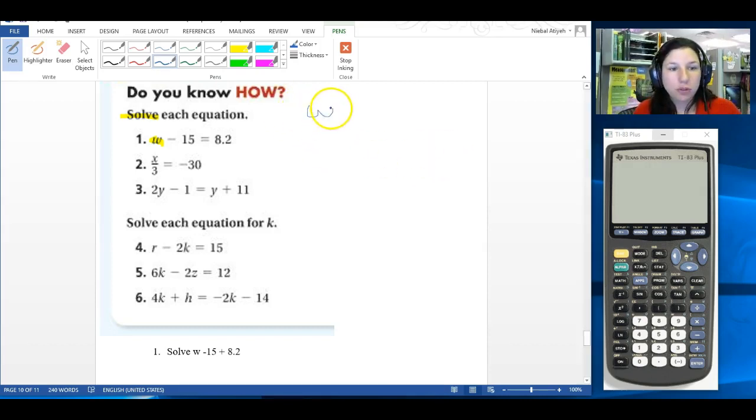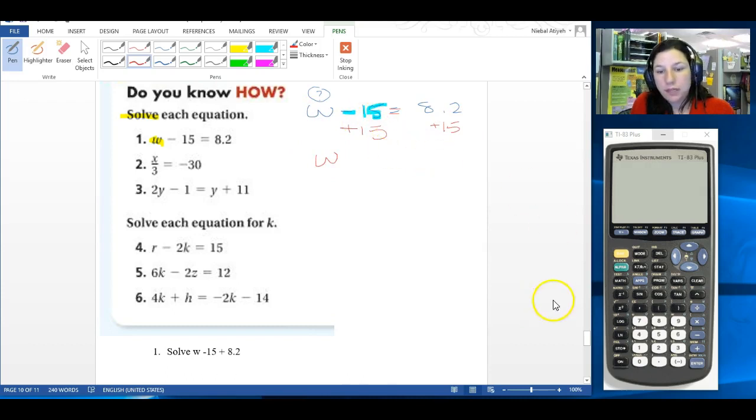So if I look at this first question, W minus 15 equals 8.2, again the mystery here is, what is W? Well, what happened to W? It had 15 taken away from it, and then that equaled 8.2. So I want to work backwards and undo that. How do we undo taking away 15? What's the opposite of subtracting? That would be adding. So I'm going to add 15. But in order for this to stay equal, you have to do it to both sides. So I have W, negative 15 plus 15, and you can use the calculator to verify and check your work all the time.